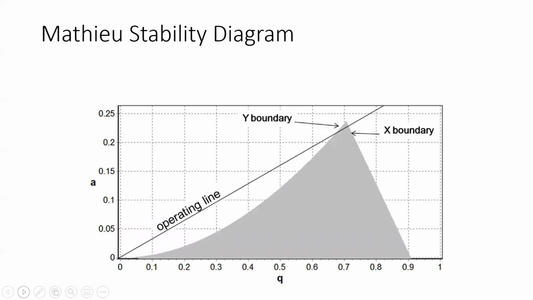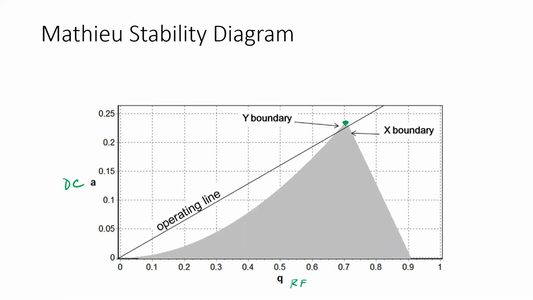How these work is based on this Mathieu stability diagram. The Q here is based on RF. A is based on DC. If we want to isolate a particular m over z, then we can set our DC and our RF to be those exact values.